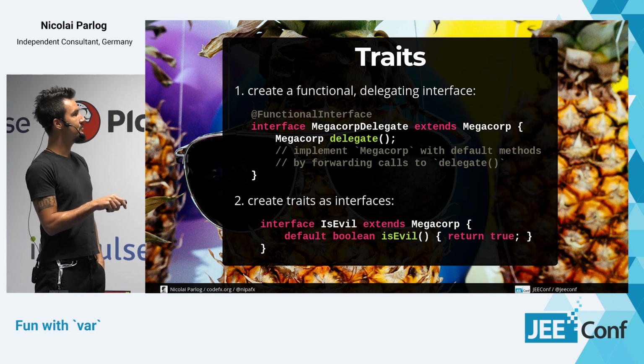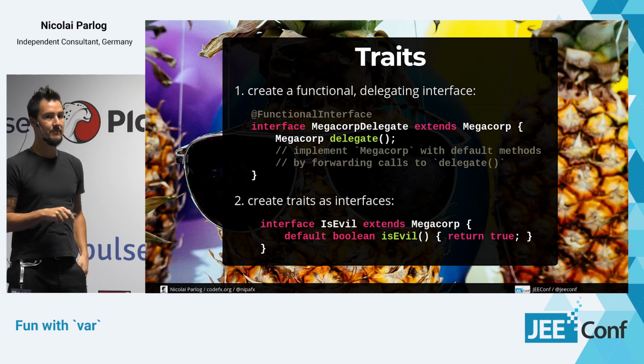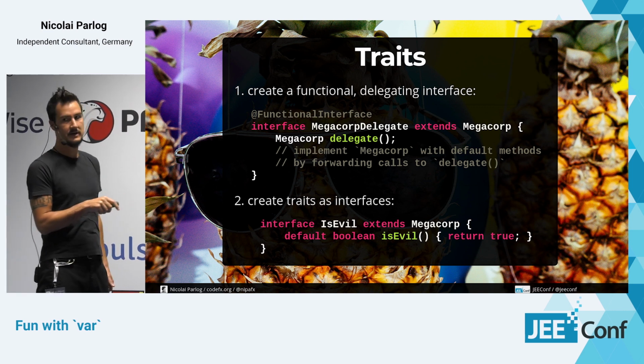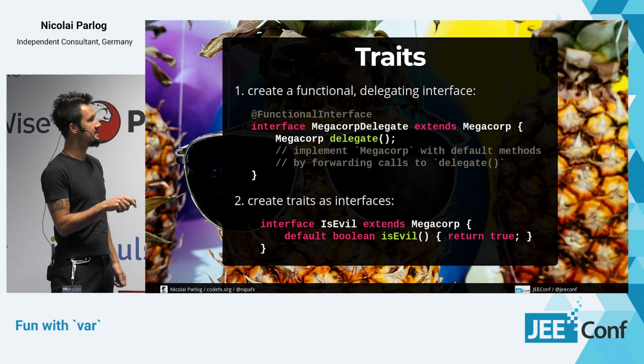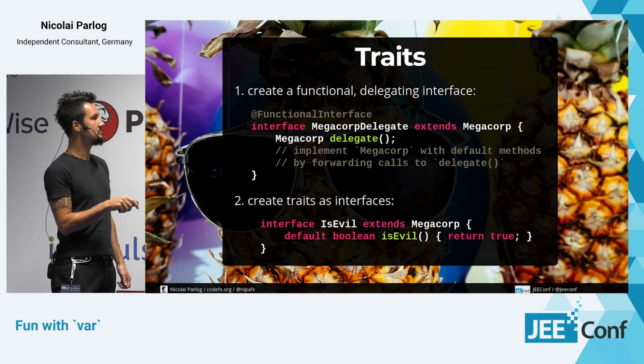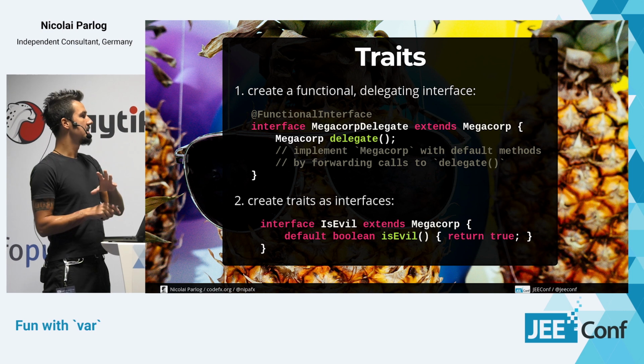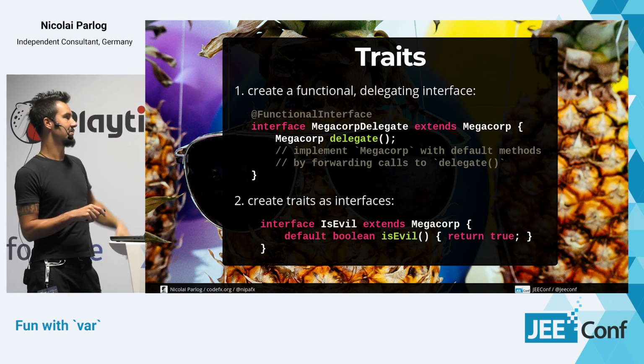And then you need to implement all of MegaCorp's API with default methods that forward each call to this delegate, right? So somebody calls foo on this interface, and the implementation would be a default implementation for foo that just calls the delegate and calls foo on that one. Okay, that's the first step we need. That's kind of like a technical requirement to make this work at all.